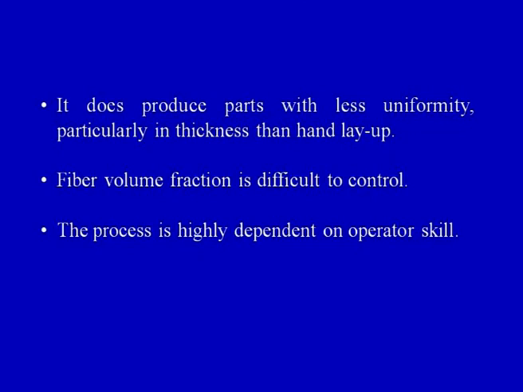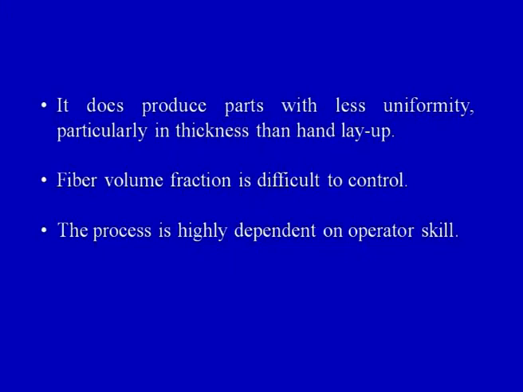Another limitation of the spray layup process is it does produce parts with less uniformity, particularly in thickness, than hand layup. If you remember, in hand layup we have taken, suppose, an example of a flat plate mold in which there was the upper half of the mold and a lower half of the mold. We were doing our layup in between the two parts of the plate, and then we were putting the upper part on top of the bottom part, a two-part mold we were using. So the thickness was uniform all along the mold. In this particular case, when we are doing the spray, the thickness may not be uniform. Somewhere it may be higher and somewhere it may be lower.